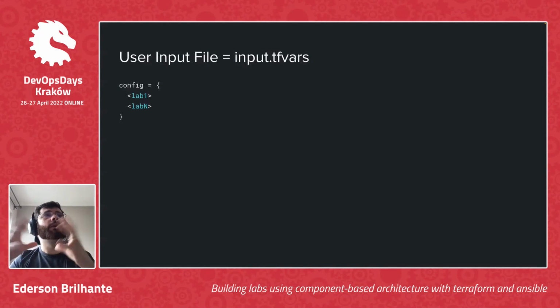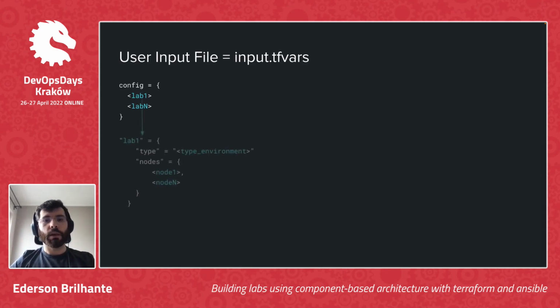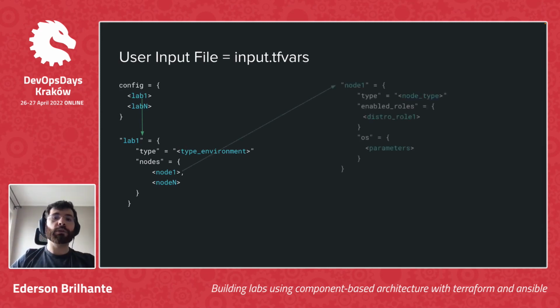So the file is this pseudo.json, using HashiCorp language as input, and everything is a component. One lab is a component, so you can have as many labs as you want, and each one will be a component. Each component has parameters. In this case, the lab has parameters like the type of the lab and the list of nodes that we have in this lab. And the node is also a component.